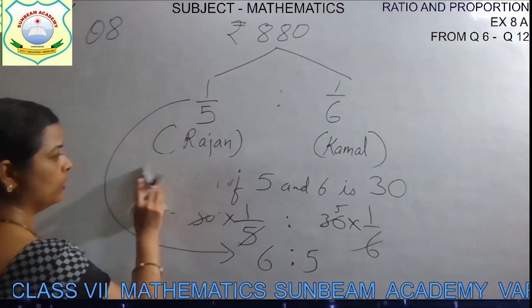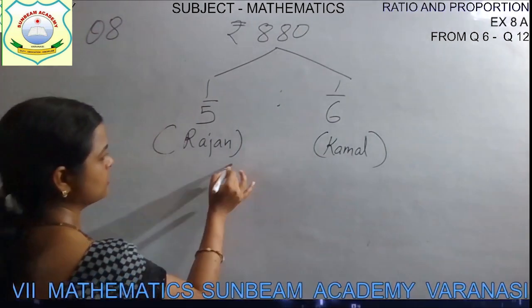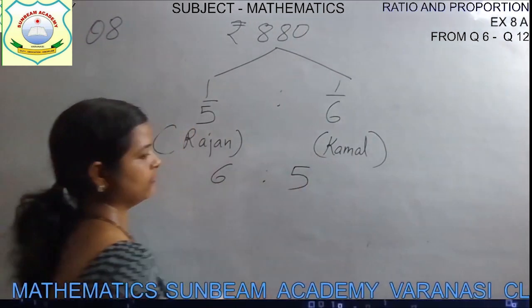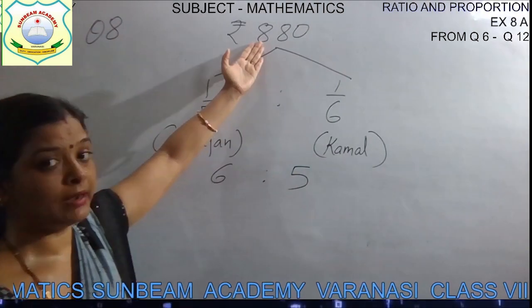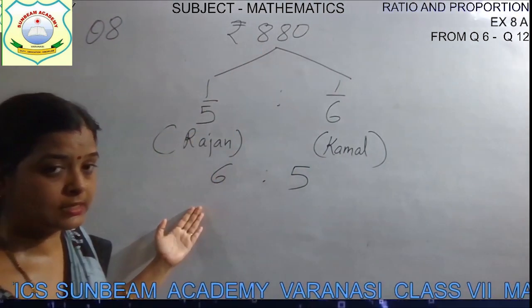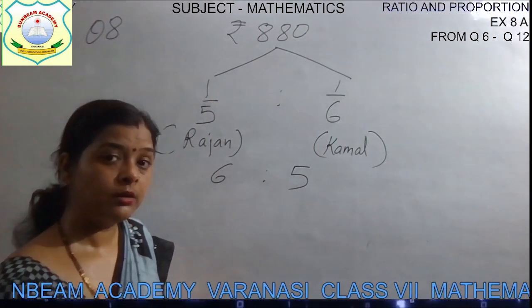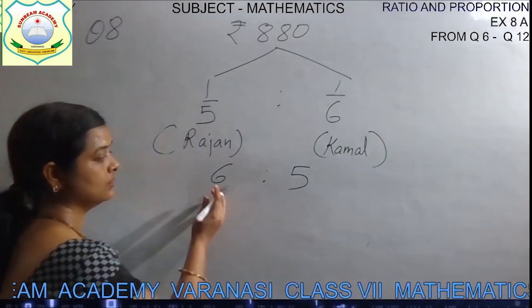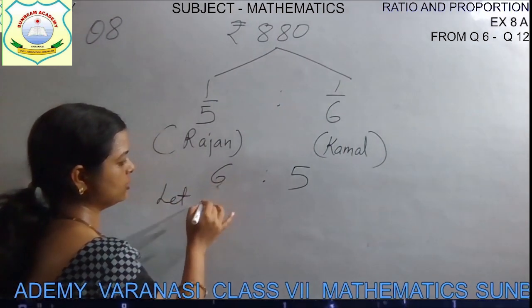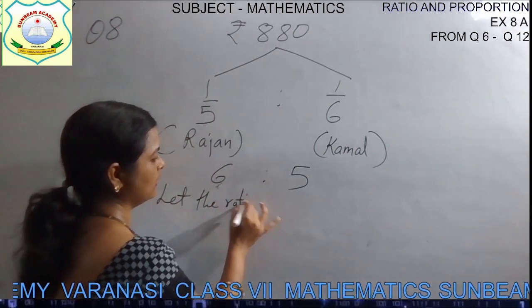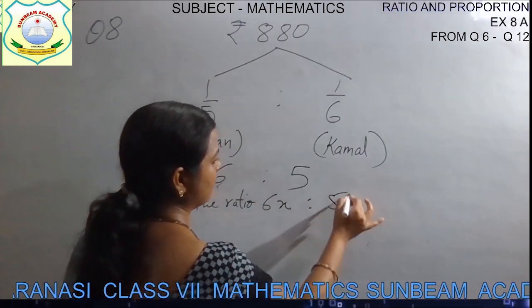Now I am going to write it that what is the Rajan ratio? 6. And what is the Kamal ratio? 5. Is it 6 rupees and 5 rupees? No. We have to divide 880 such that it will get the 6 of that and it will get the 5 of that. Total 11x. Or you can find it in that way, that let the given ratio be 6x Rajan is to 5x.